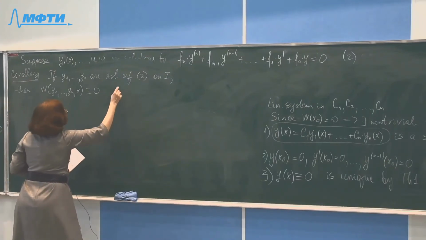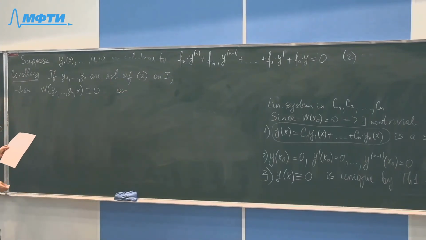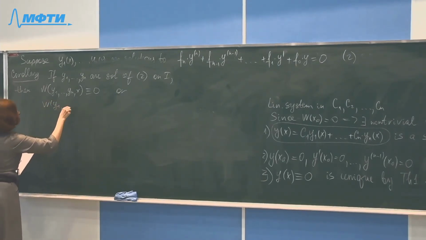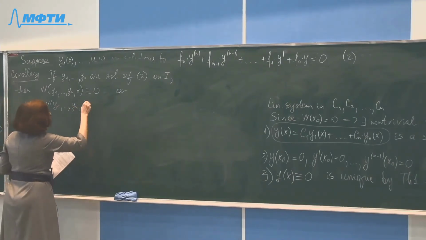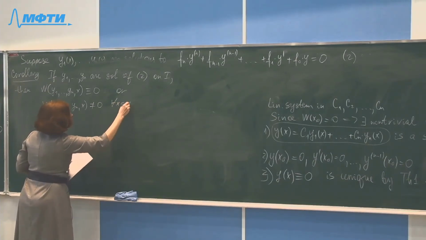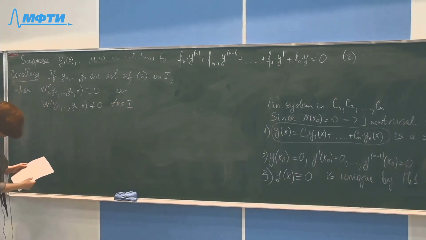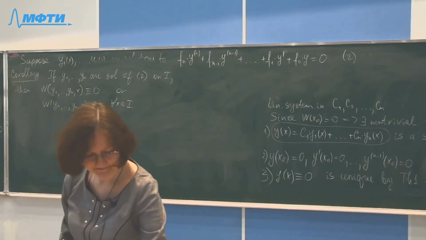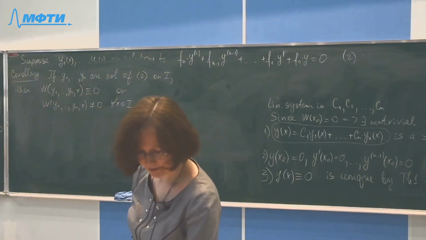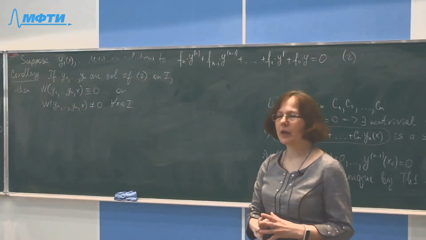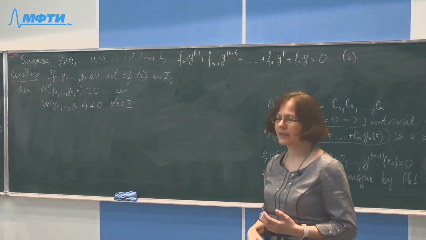So, either identically 0, or it is not 0 for any x in I. So this is a corollary of our theorem. Well, this is the part of theory which will be used later.